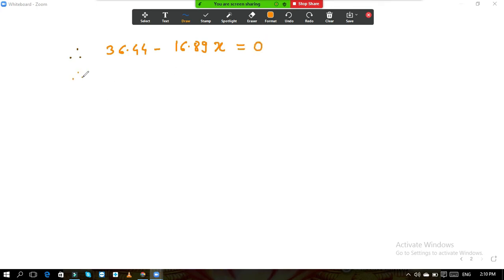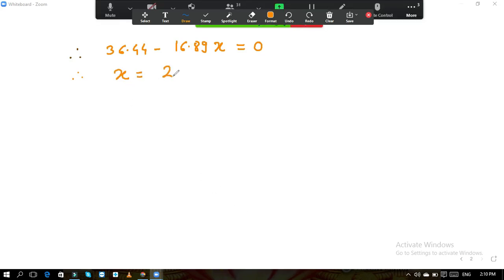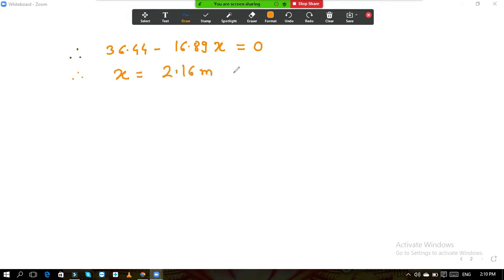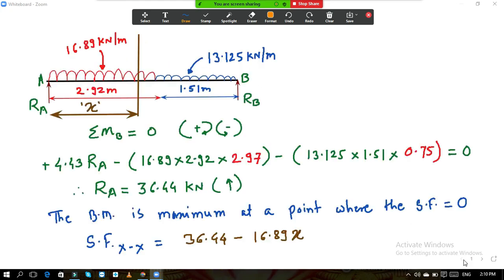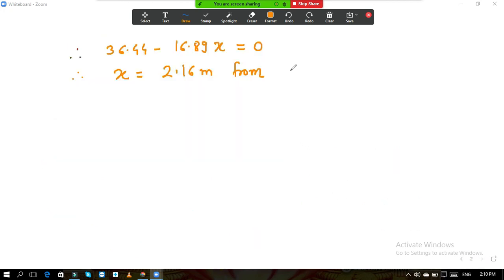So therefore x is equal to, now what is the value of x? It is 2.16 meter from, from which point did we calculate the value? From point A. It is calculated from point A because we have measured x from point A. So from point A. Okay.